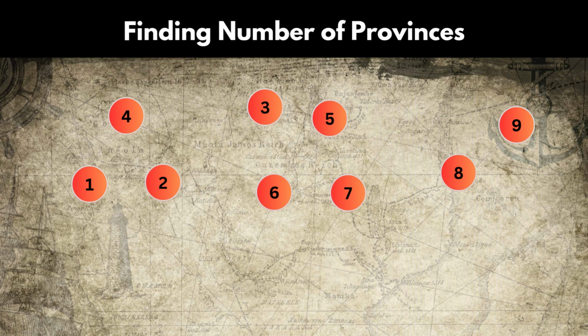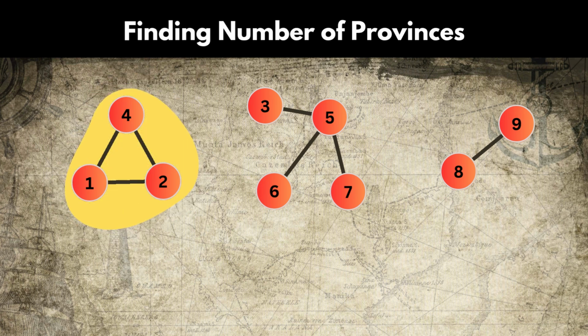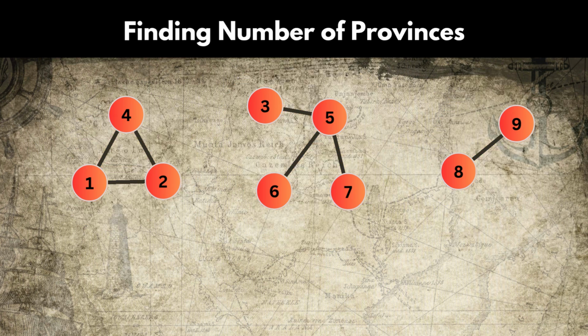Imagine that there are cities on the map. Some of the cities are connected to each other through edges. If cities are directly or indirectly connected, they together form a province. Our goal is to count how many such provinces exist. Let's walk through the steps to solve it.